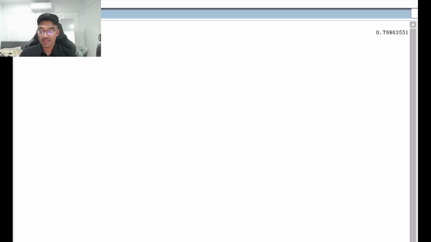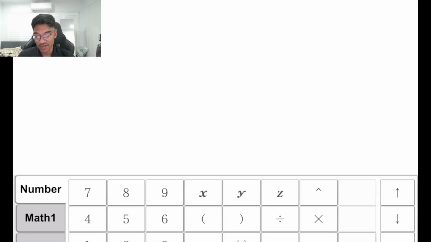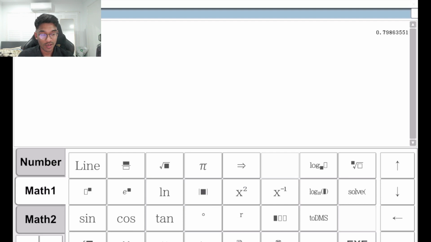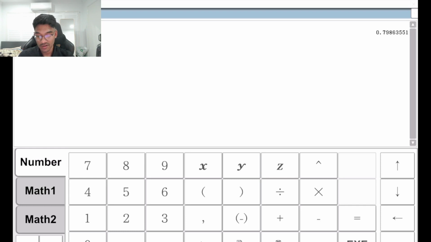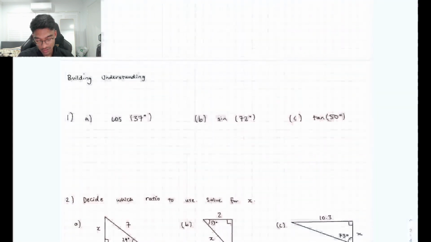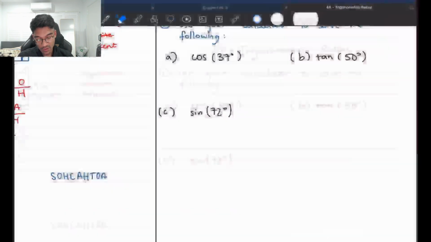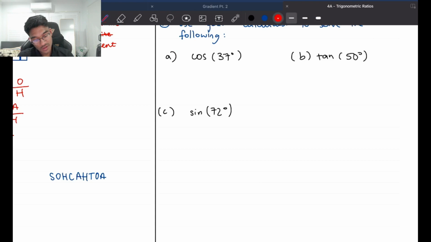And then all you're going to do is press keyboard, go to math 1. I want you to put cos, then inside the brackets put 37, close the bracket, press exe, and we get an answer of 0.798 or 0.80. Just round to two decimal places. So we got 0.80 for the first one.